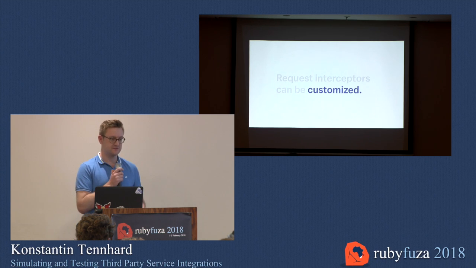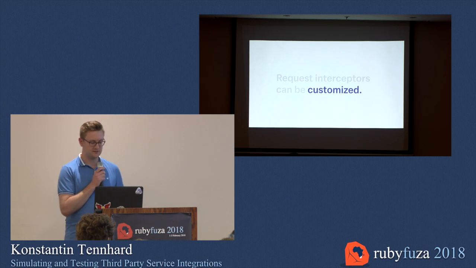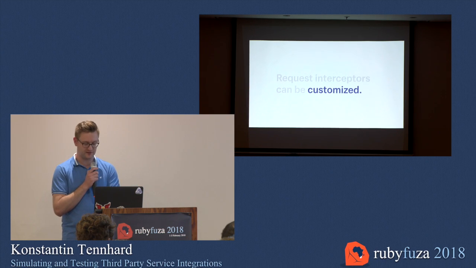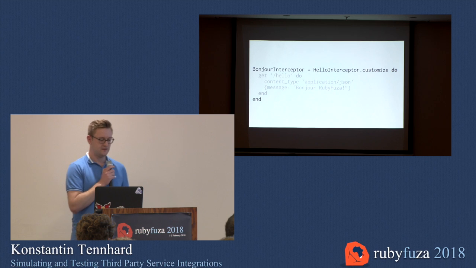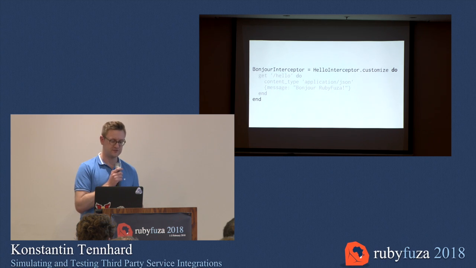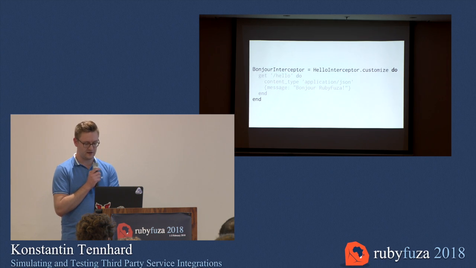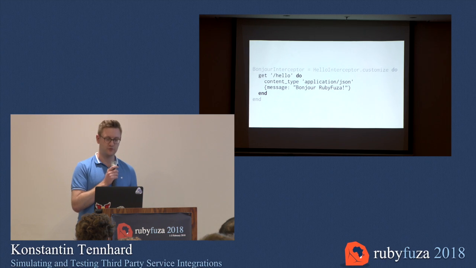Furthermore, request interceptors can be customized in your test if you test particular scenarios that only one test is concerned with. Here's a very simple example. Customize itself just yields yet another class that you can assign to a constant. And what we do here is basically we override the /hello endpoint and have it return a French message.